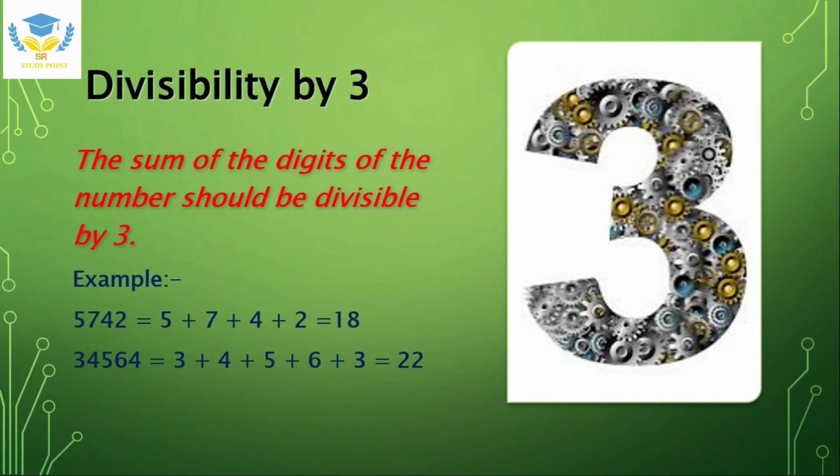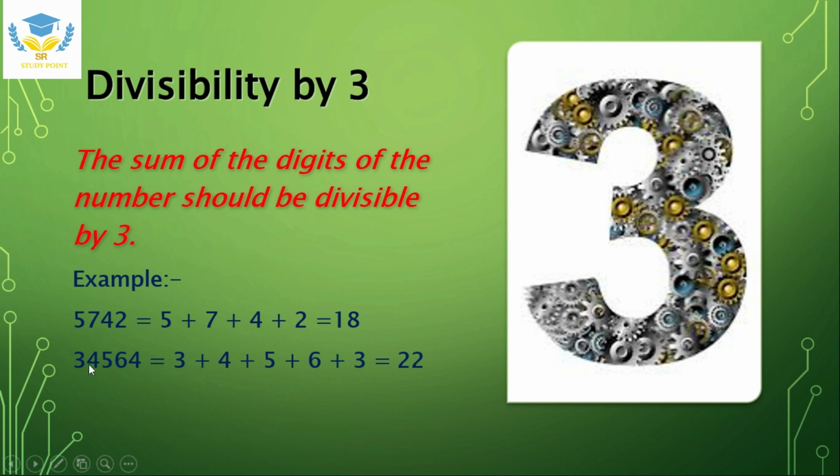The next rule is divisibility by 3. Divisibility by 3 can be determined by checking that the sum of the digits of the number is divisible by 3. For example, if we have the number 5742, which has 4 digits, 5 plus 7 plus 4 plus 2 equals 18. If 18 is divisible by 3, that means this whole number is divisible by 3.